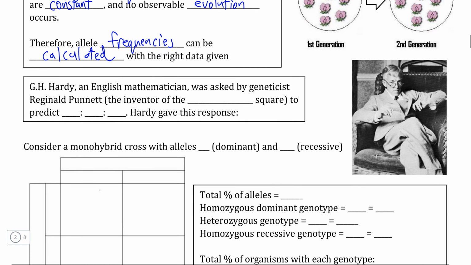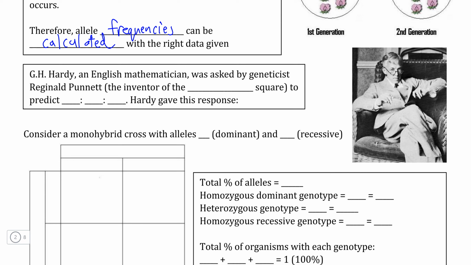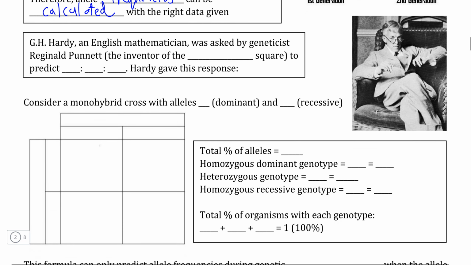And this equation was developed by an English mathematician who rather famously devised this equation on a cocktail napkin in a pub. And his name was G.H. Hardy, which is why the equation that we're going to be looking at is what we call the Hardy-Weinberg genetic equilibrium. And we can actually trace the origin of this calculation by looking at the Punnett square.